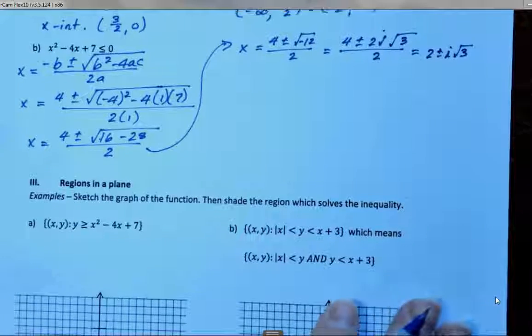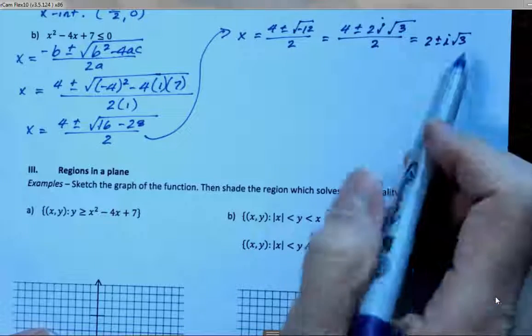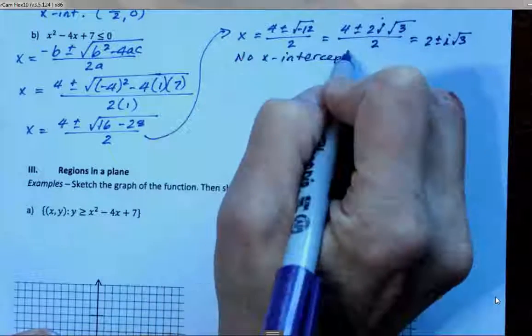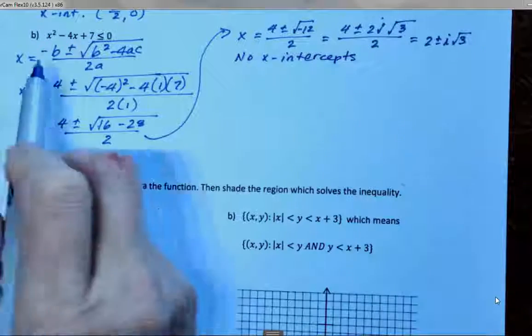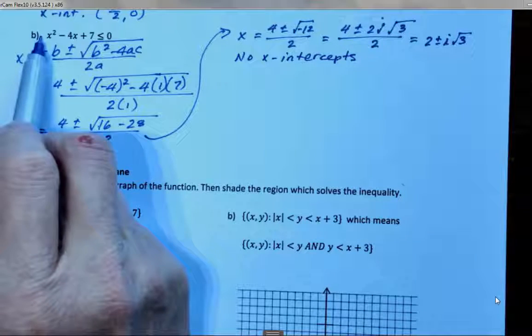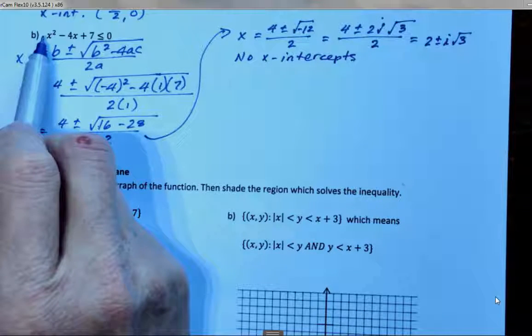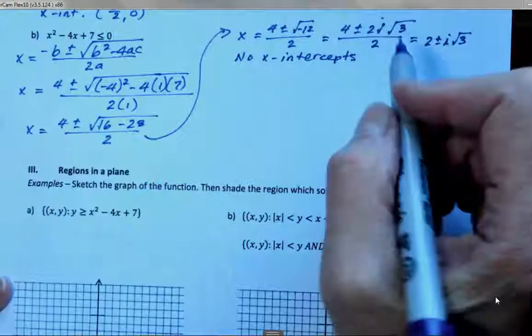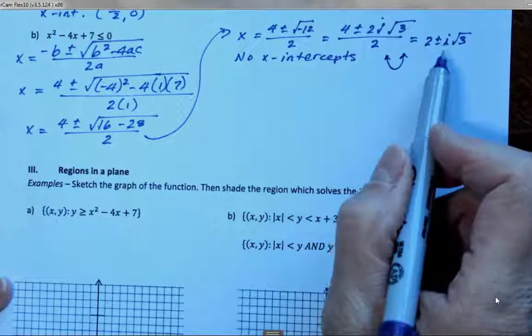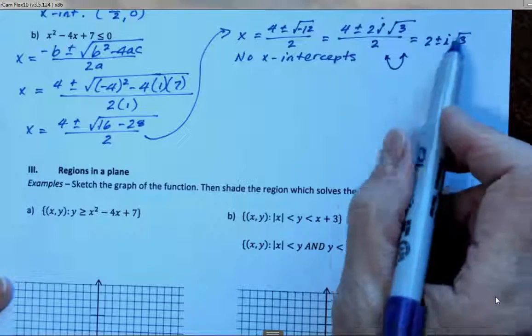So what does that tell me? It tells me that there are no real x-intercepts. So then I have to go back and look at my function. It's a quadratic, and the first coefficient is positive. So that means I have a happy quadratic, which means my parabola is going to be opening up. And I know it's not going to be crossing the x-axis anywhere.